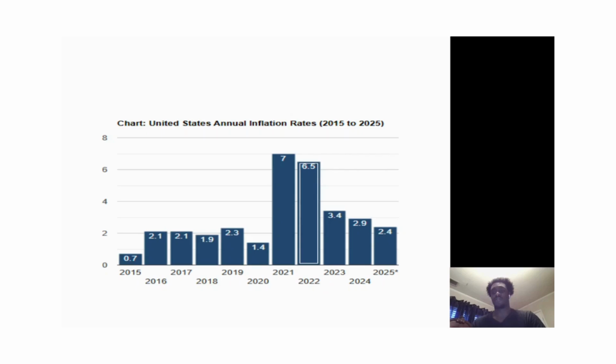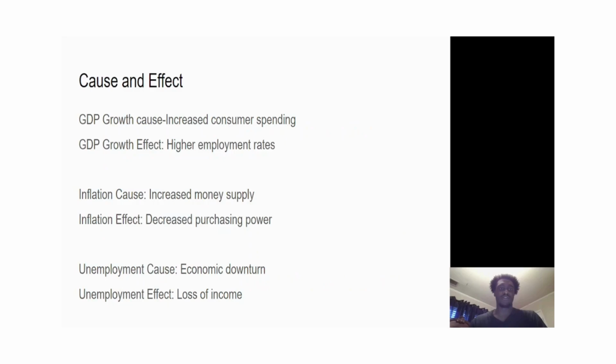Cause and effect. GDP growth causes increased consumer spending. GDP growth affects higher employment rates. Inflation is caused by increased money supply. Inflation's effect is decreased purchasing power. Unemployment is caused by economic downturn. Unemployment's effect is loss of income.